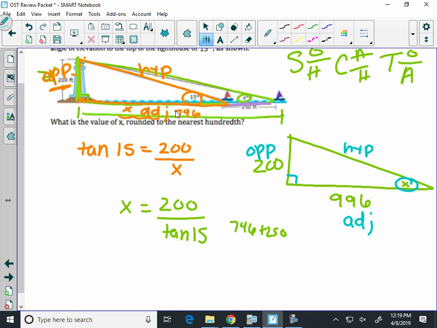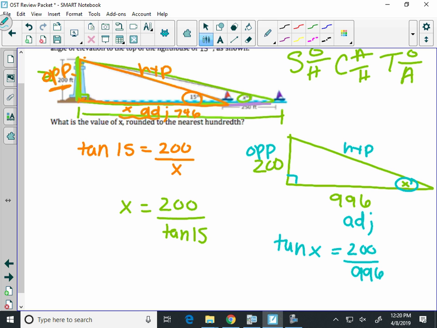So if we use tangent on the first one, more than likely, what are we using on the second one? Tangent. We're going to say tangent of our angle, which is x, that's what we're trying to find, is equal to 200 over 996.